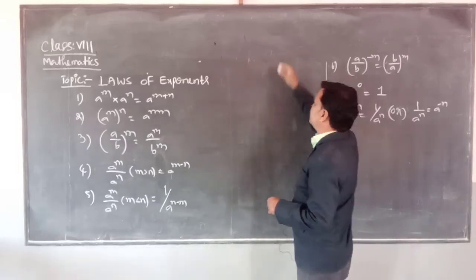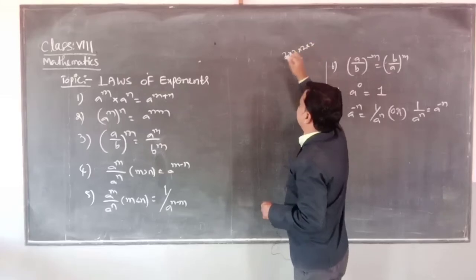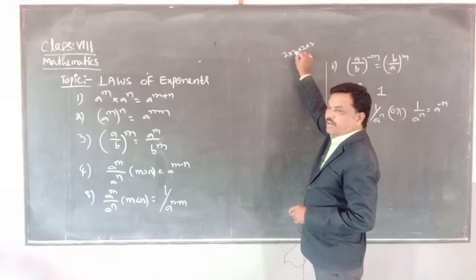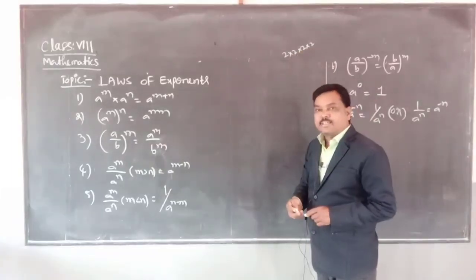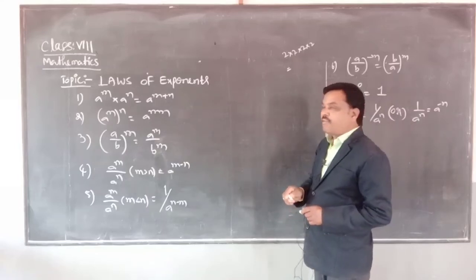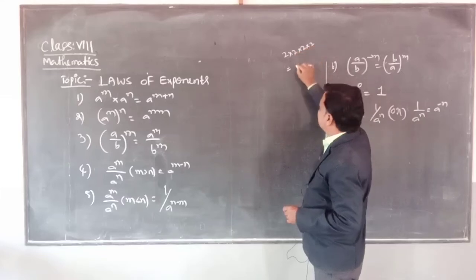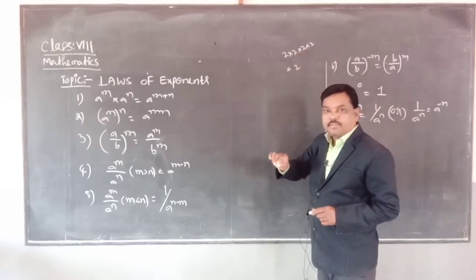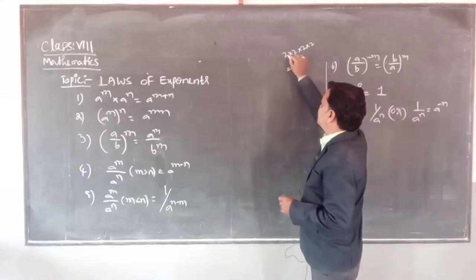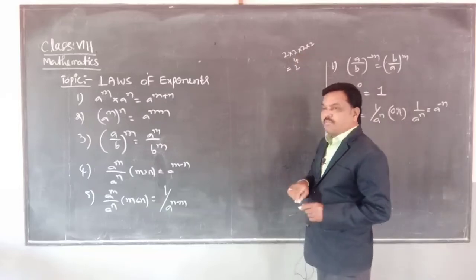See, suppose 2 into 2 into 2 into 2. Here 2 is multiplied by itself 4 times. This is called expanded form. We write it in exponential form or power form. 2 is the base. How many times it is multiplying, that we have to write as the power. So 2 is multiplied here 4 times, so the power will become 4.